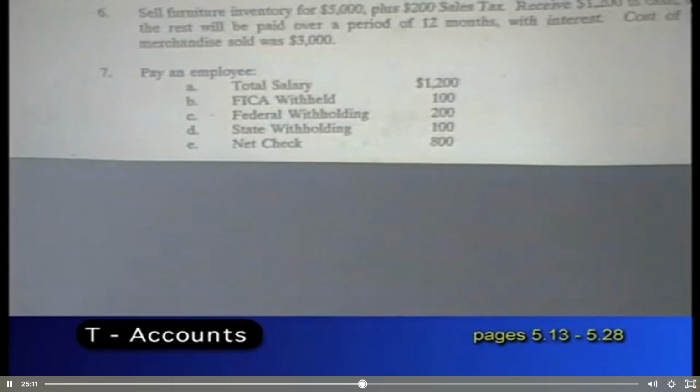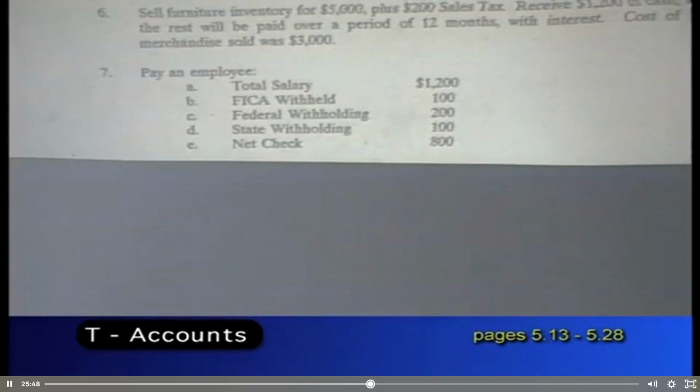Okay, we got employees that keep asking us for a paycheck. We've gotten to the point that we better give it to them, or else they're not going to come in tomorrow. So, here's an employee that earns $1,200 gross wages, but because they're an employee, we have to withhold taxes from their paycheck. So from the $1,200, we're going to withhold FICA tax of $100, federal withholding of $200, state withholding of $100, and that leaves a net check of $800. Now the check is only $800, but the cost of the employee is $1,200.